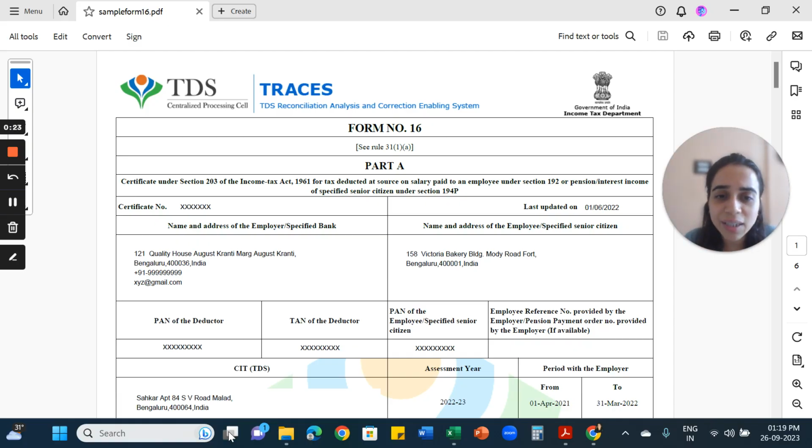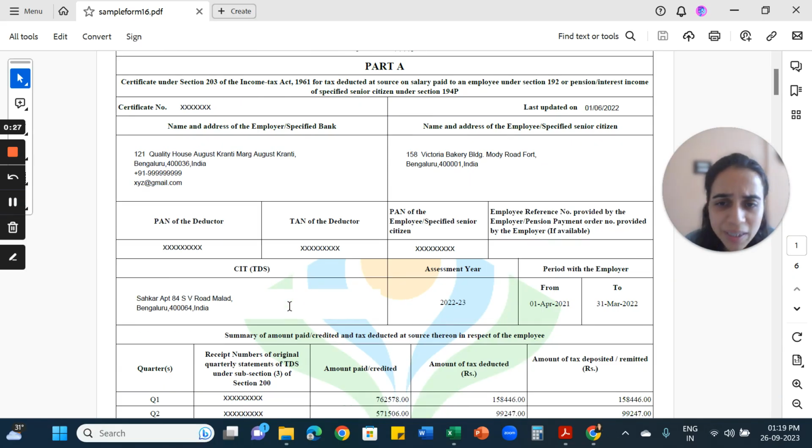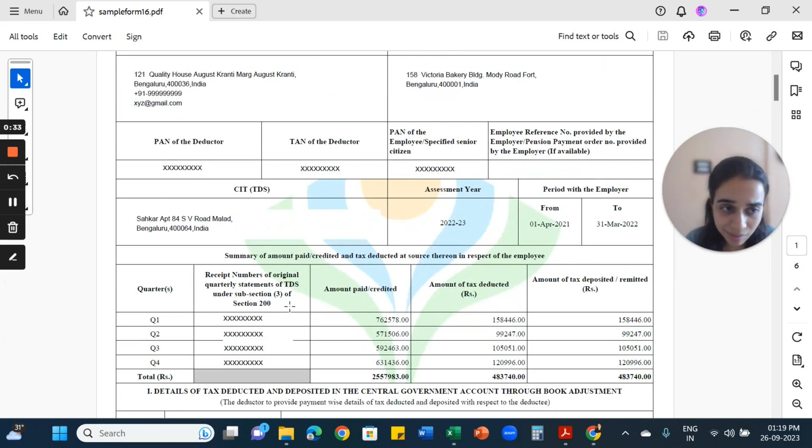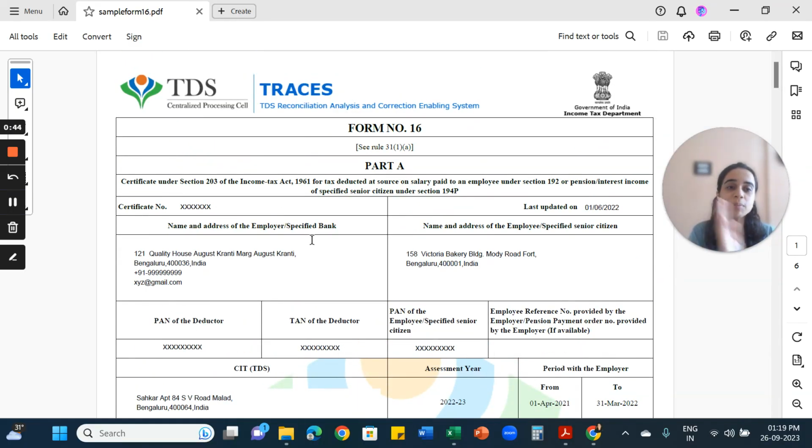How much salary is given to the employee, how much in deductions is claimed by the employee, what TDS is deducted. So this document acts as proof to claim the deductions, to claim the TDS which is deducted by the employer. If you're a salaried person, you have Form 16, you can file your ITR. Now this Form 16 has two parts, which are Part A and Part B.